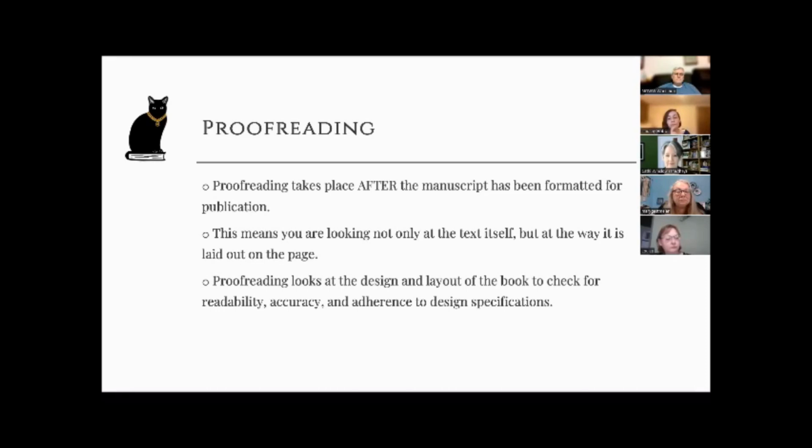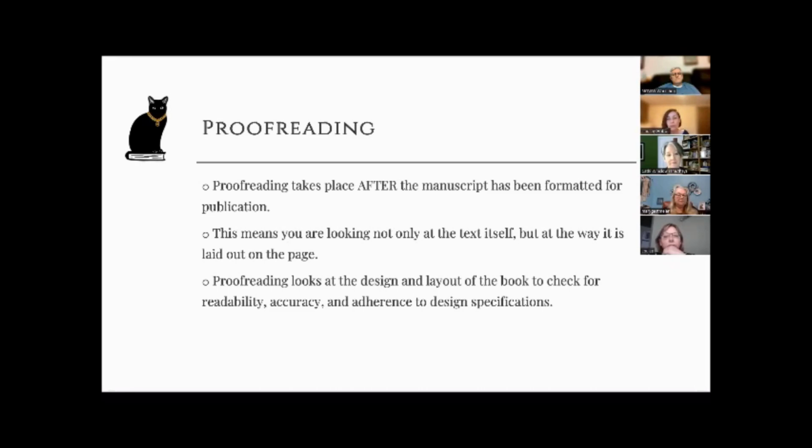Proofreading looks not only at the text itself, but also at the way it is laid out on the page. So you're looking for the layout, you're looking for accuracy, readability, and also adherence to design specifications. And it's true, copy edits do miss some things, and sometimes also errors are introduced during the formatting stage, especially in spacing. So proofreading keeps an eye on that.